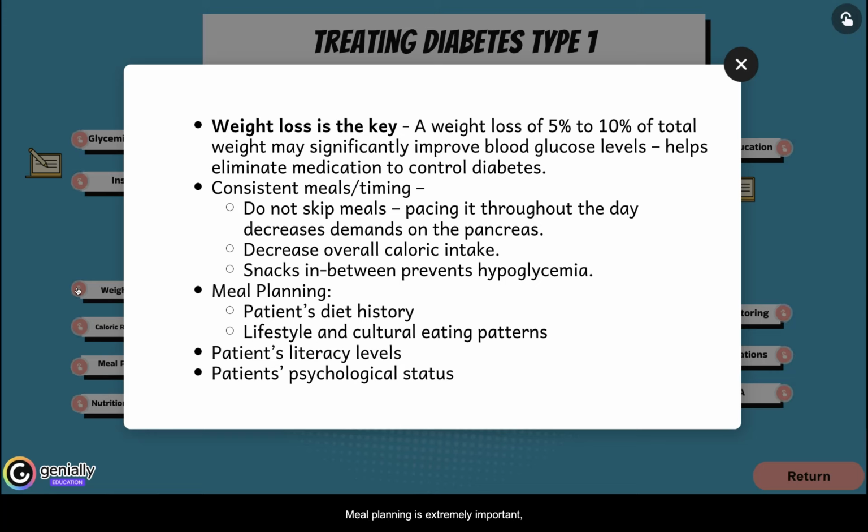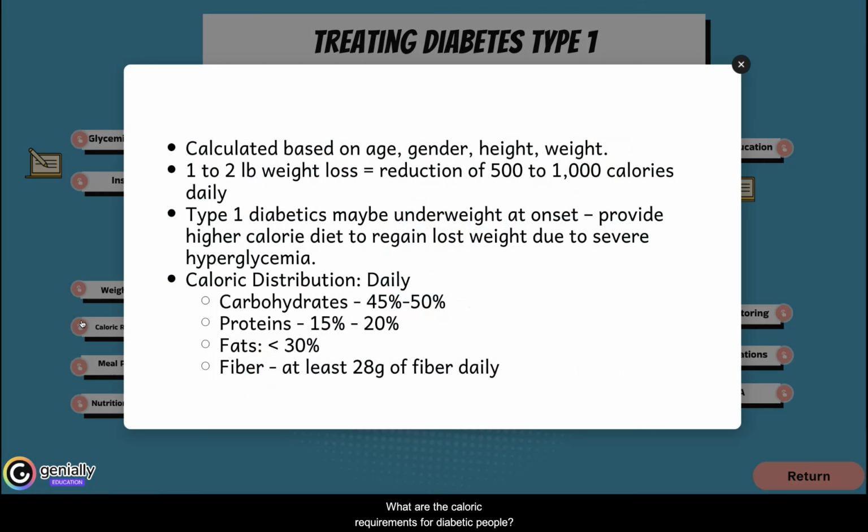Meal planning is extremely important for patients: lifestyle and cultural eating patterns, patients' literacy level, patients' psychological status. Patients who are depressed are prone to eating a lot more. Okay, then caloric requirements. What are the caloric requirements for diabetic people? It's based on age, gender, height, and weight, right? A 1 to 2 pound weight loss can come from a reduction of 500, that means reducing 500 to 1,000 calories a day to get the 2 pound weight loss, right? Type 1 diabetics in the beginning may more than likely be underweight, right? At onset, provide a higher calorie diet to regain the lost weight due to severe hyperglycemia.